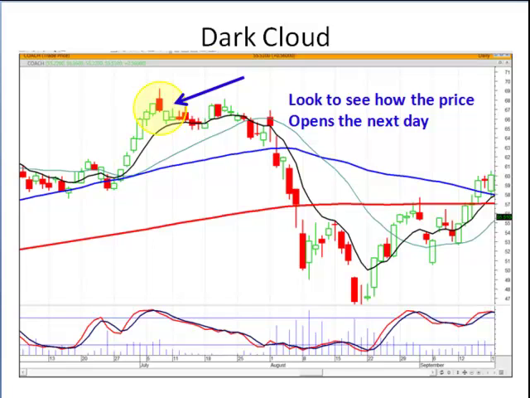Another simple criteria for the confirmation of a reversal is a dark cloud signal, and then watch to see how it opens the next day. Obviously, if this is the beginning of selling, we want to see continued selling the next day. Notice they gapped it down a little bit and brought it back up, but the fact that they opened it lower told you the sellers are now starting to come into this trade.